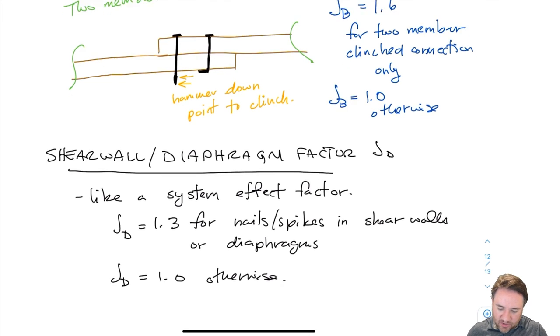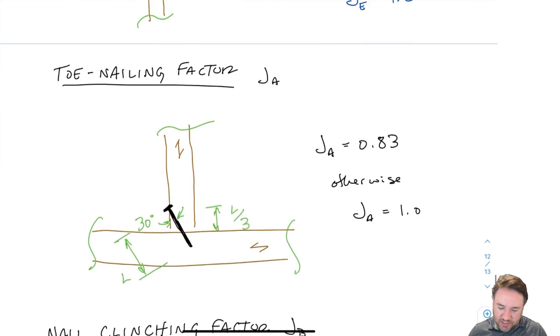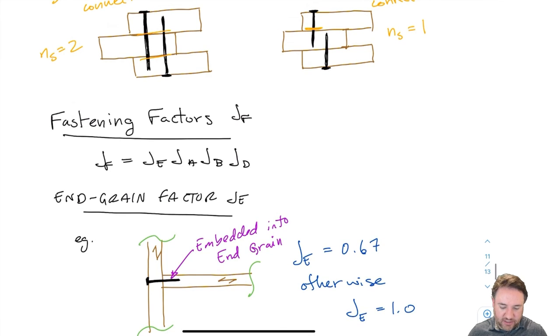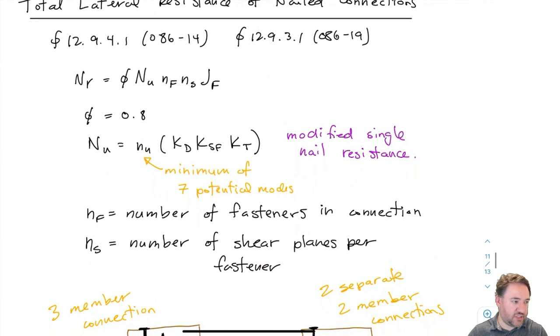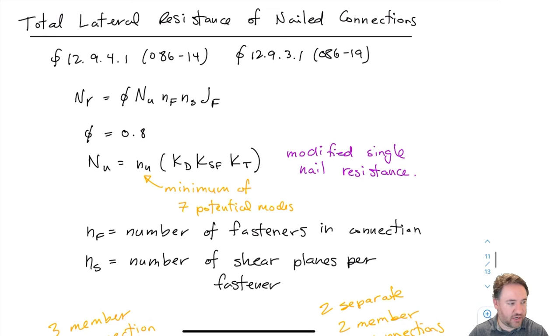Okay, so I just take all of those four factors, JD, JB, JA, and JE, and I multiply them all together. That gives me JF. And JF is just the last factor on the end of my total lateral load resistance equation for nailed connections. And so once I have that, I have my total strength, and that's about it. So that's the whole process.